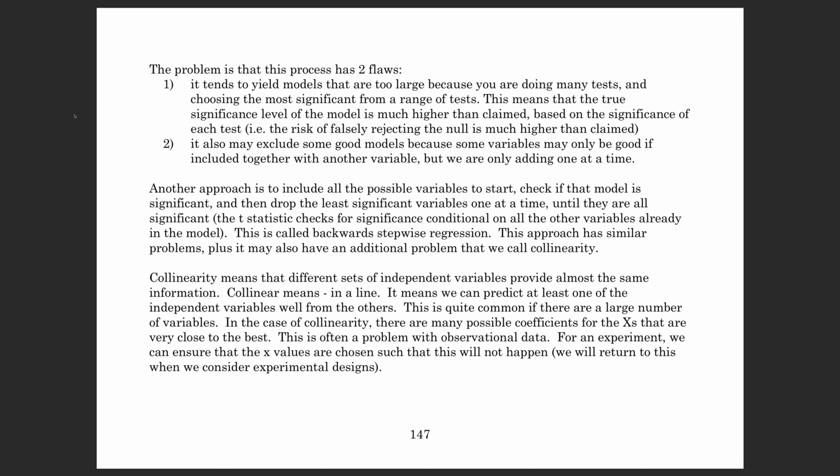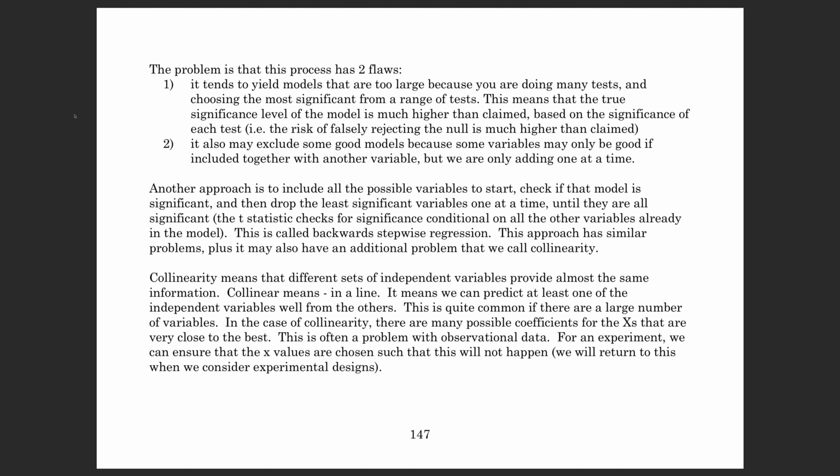So then people realized, okay, there's an alternative. Why don't we include all the variables to start with, check that that model is significant using the analysis of variance F test we just introduced, and then we drop variables out one at a time until all the variables in our model are significant. So this is again checking, is each variable significant given, or conditional on, all the other variables already being in the model. So this is called backward stepwise regression.